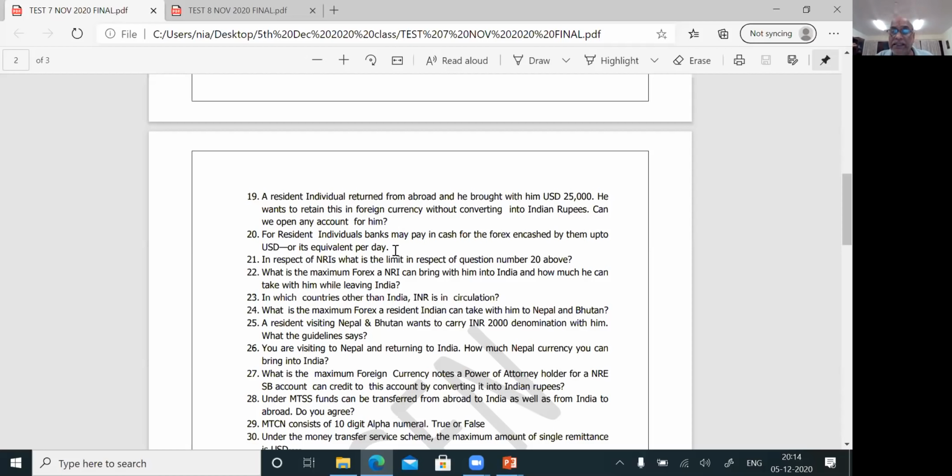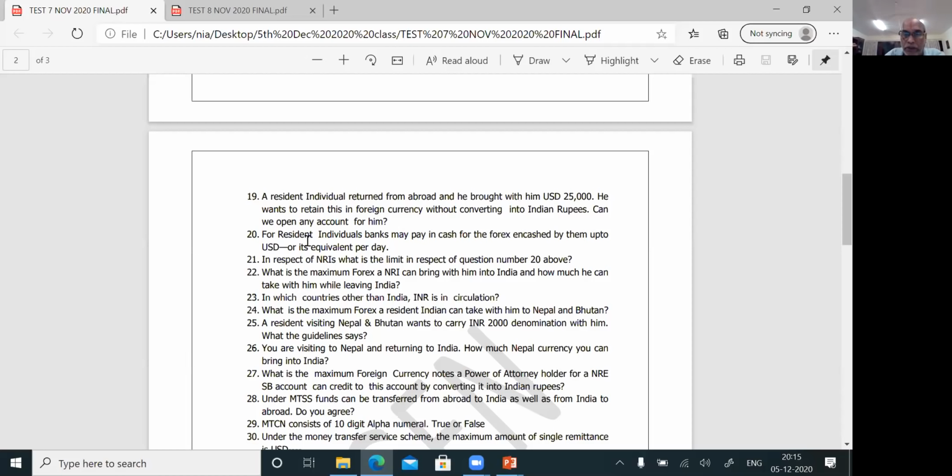On the other hand, in the case of a foreign tourist visiting India and an NRI coming to India for a temporary visit, then up to US dollar 3,000 you can accept from them and give cash to them. You need not insist on account credit only.